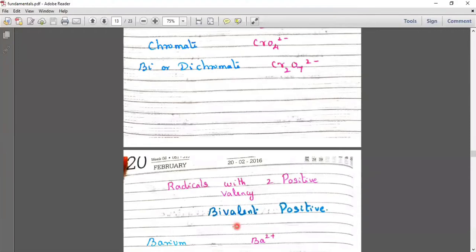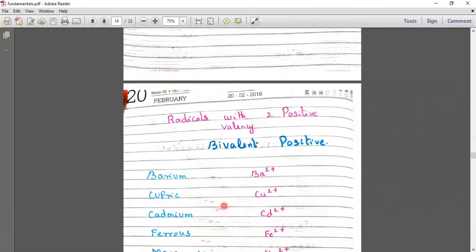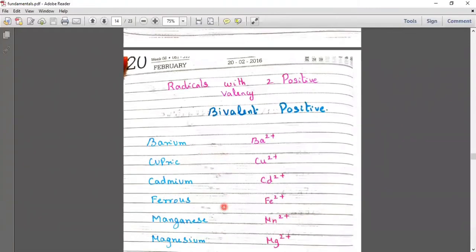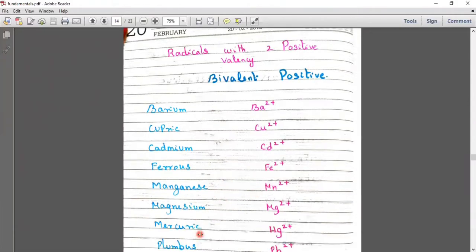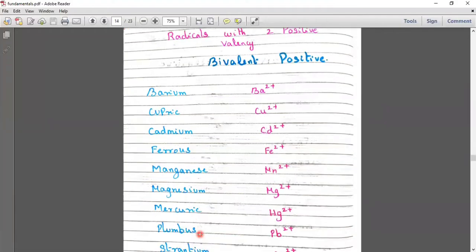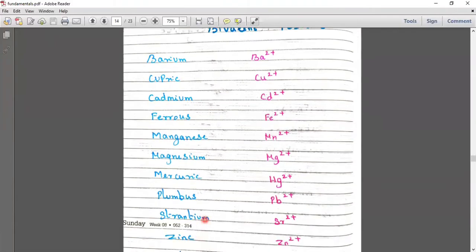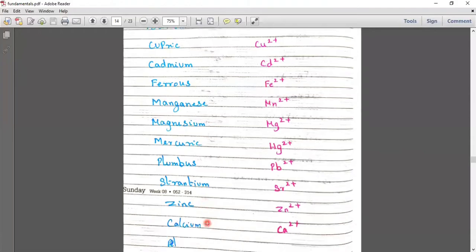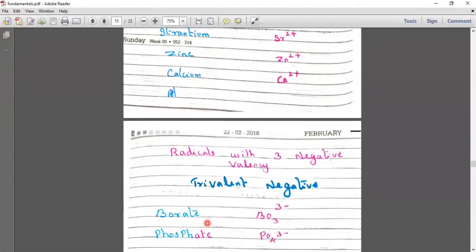Let us see bivalent positive ions. Barium Ba2 plus, cupric Cu2 plus, cadmium Cd2 plus, ferrous Fe2 plus, ferric means Fe3 plus, manganese Mn2 plus, magnesium Mg2 plus, mercuric Hg2 plus, plumbous, that is lead, is called plumbous Pb2 plus, and strontium Sr2 plus, zinc Zn2 plus, calcium Ca2 plus.